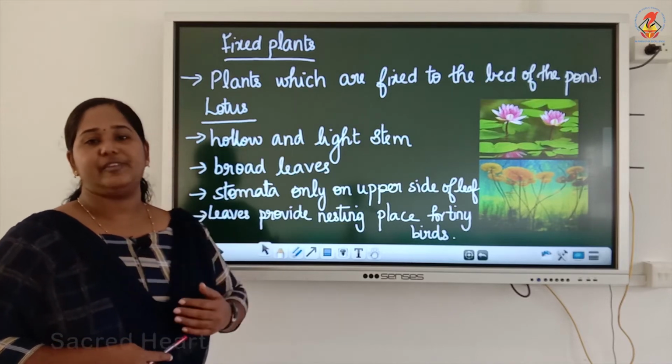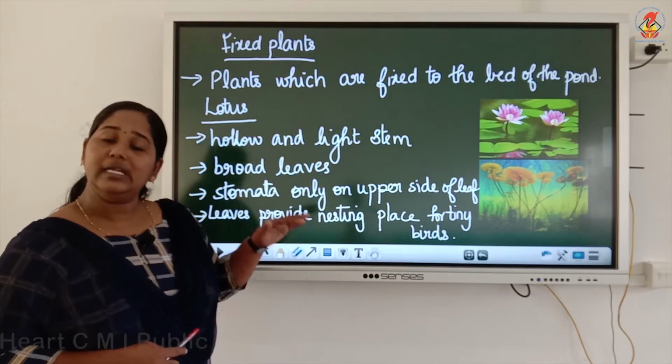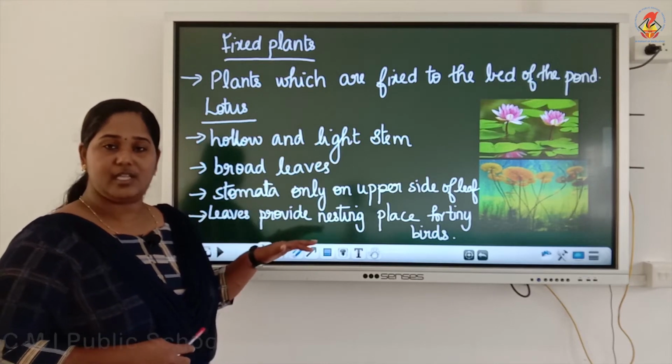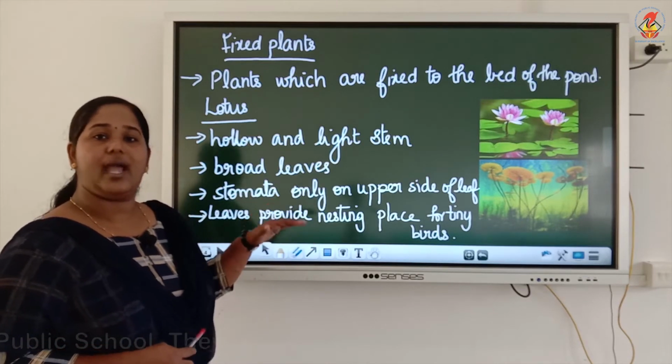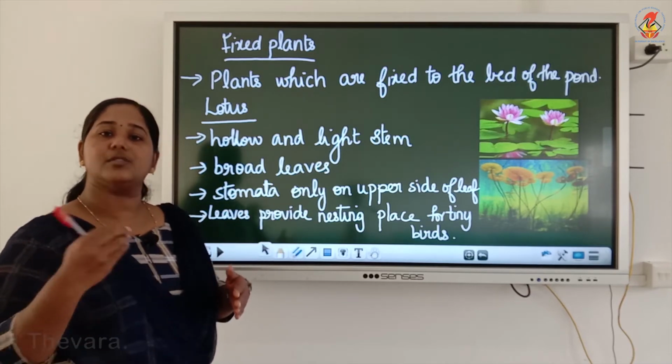So that exchange of gases will not take place if stomata is present on the underside of a leaf of a lotus, because it is in contact with water. When the leaf is in contact with water, can air pass through that?